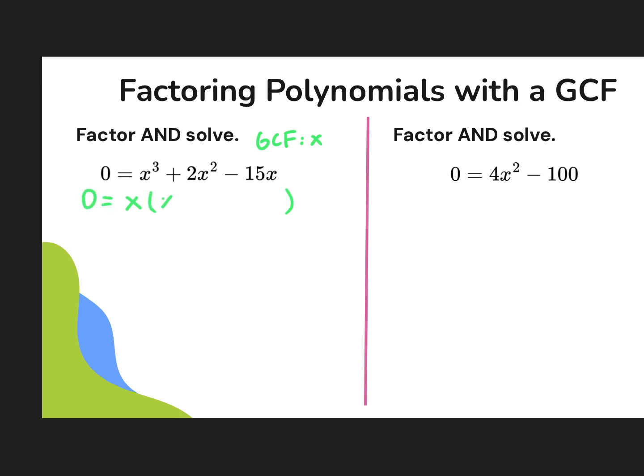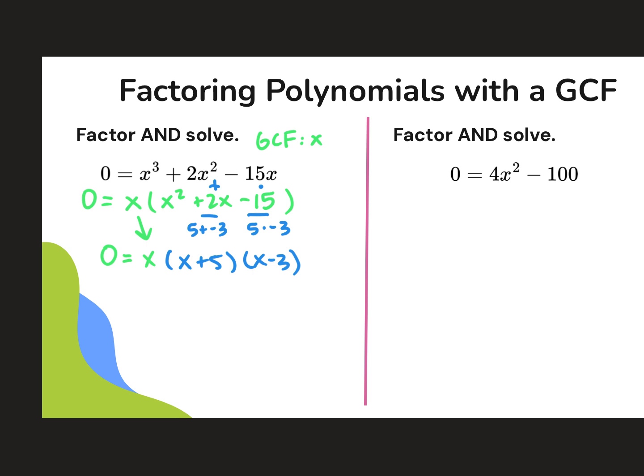When I do that, I'm left with x squared plus 2x minus 15. In the parentheses, I see a trinomial that I can factor further. This is a quadratic. I'm looking for 2 numbers that multiply to negative 15 and add to a positive 2. They are positive 5 and negative 3. So my parentheses breaks down even further into x plus 5 and x minus 3. I can't forget the GCF from the first round of factoring. I'm going to drop that down, and I have 3 factors: x, x plus 5, and x minus 3.